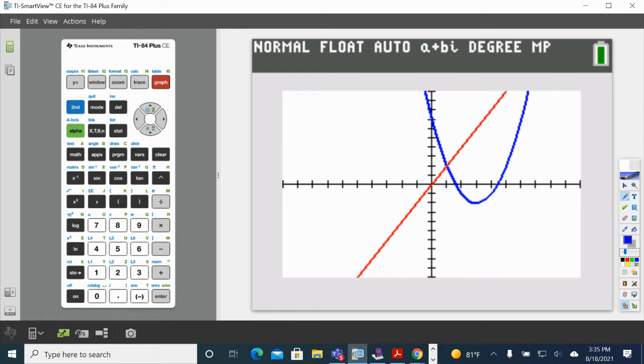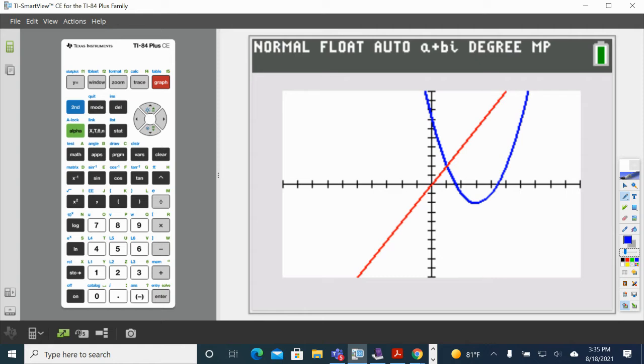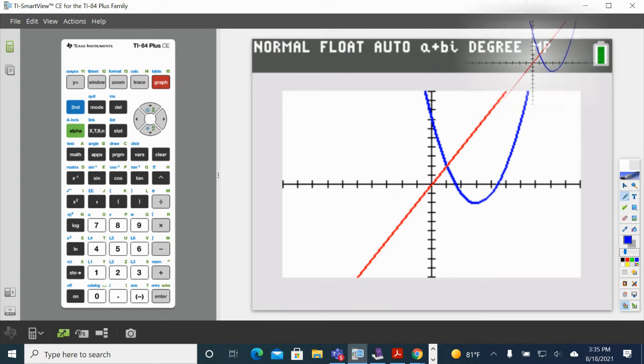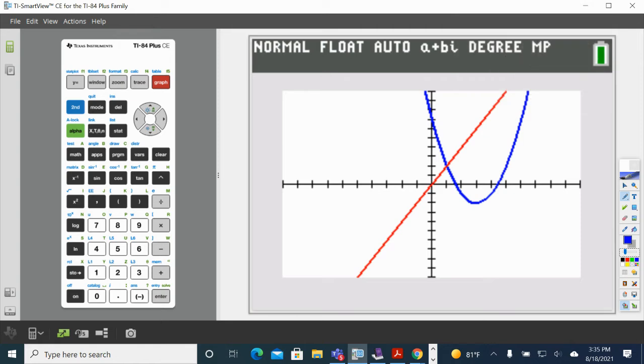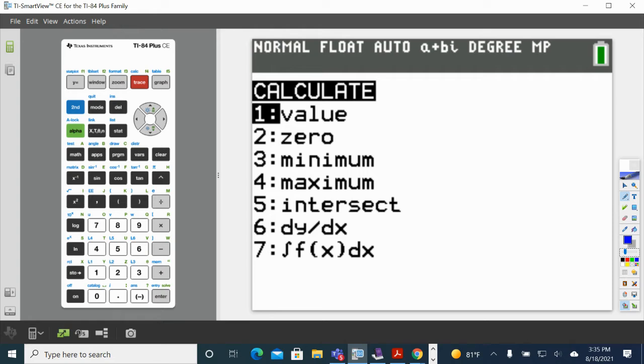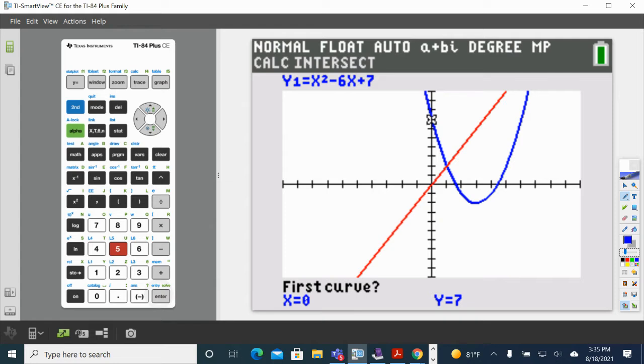So when you're looking at this, it's easy to see this first solution. There is a second solution that's going to occur up here somewhere. It's going to occur off the screen, but they do intersect one more time. So this is an example of 2 solutions. So you should have 2 ordered pairs when you're done. We're going to do just like we did in lesson number 1. We're going to hit second trace. We're going to calculate the intersection. So select number 5 and then just hit enter, enter, enter.